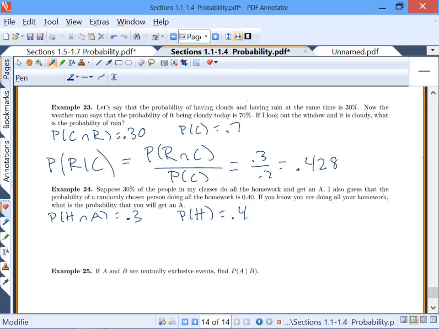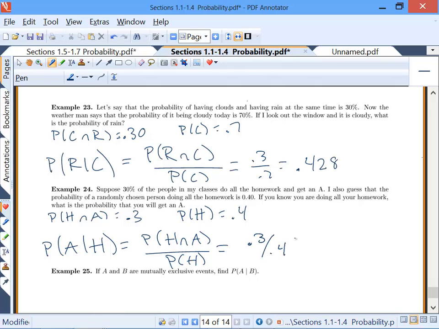So if you know that you are doing all of your homework, what is the probability that you will get an A? So the thing that we know here is that we are doing our homework, so that's the thing that needs to come second. So what's the probability that you get an A if you know you did your homework? So the formula will be H intersect A over the probability of H, since that's what was given. So 0.3 over 0.4 should give me 0.75. I would guess it's actually a little bit higher.